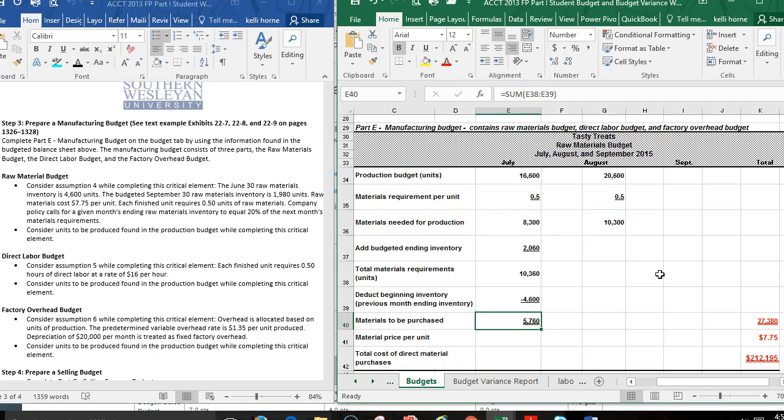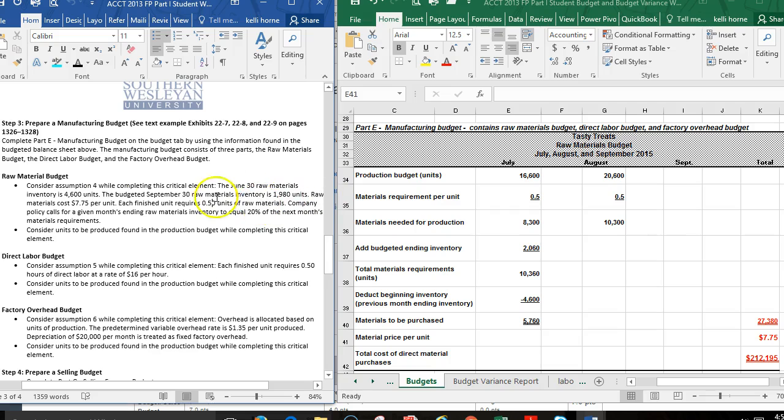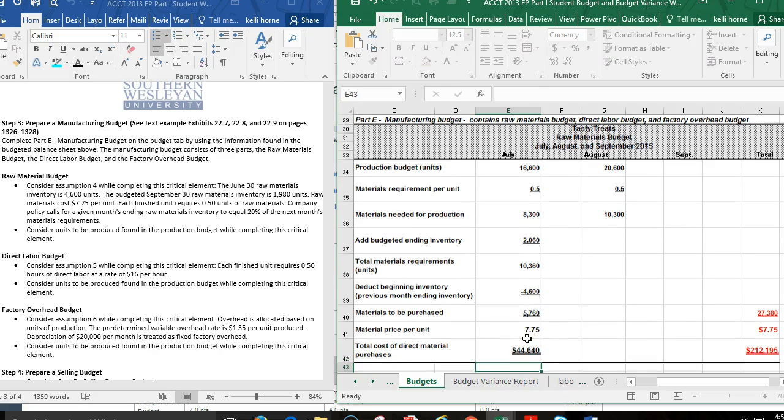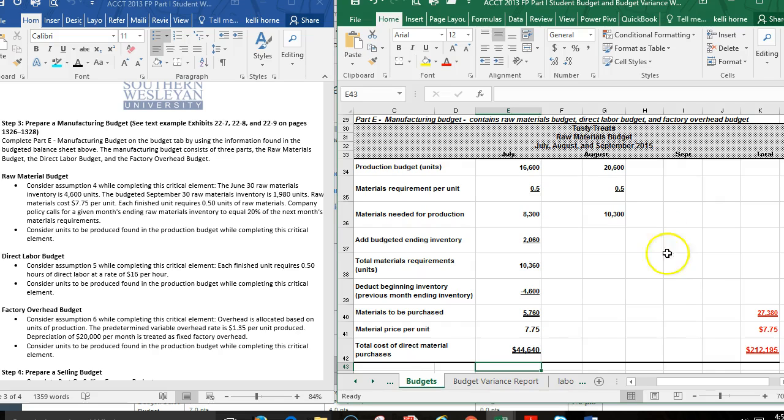5,760 units. Now, I need dollars. I'm doing a budget here, so I need to actually get this to a dollar value. I need to move away from the units and put it into dollars. So my material price per unit, I will find that here in my assumptions, where it says raw materials cost is $7.75 per unit. And again, I will perform multiplication to come up with the dollar amount. So it's telling me that my total cost of direct material purchases is going to be $44,640. Continue the same process for August and September.